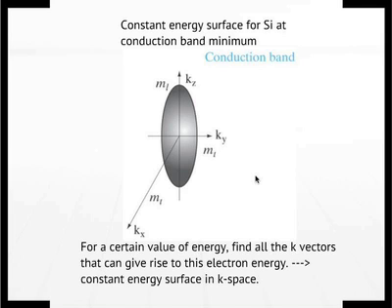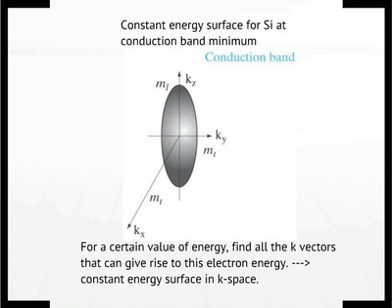But I want you to keep this picture in mind that the mass depends on direction, very close to the bottom of the conduction band, or the top of the valence band for the hole. And it can depend on energy as well, when it's far away from the band maximum or minimum. Okay?